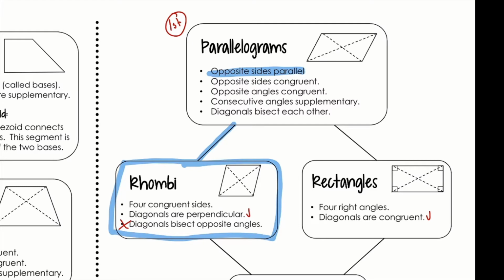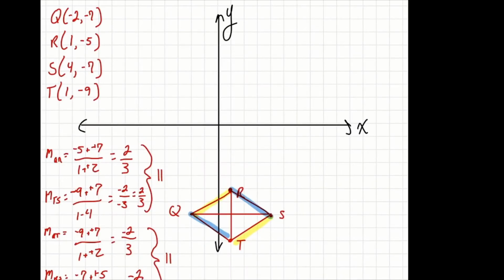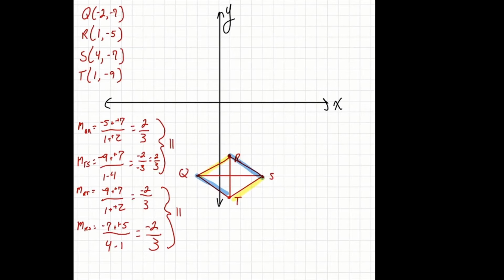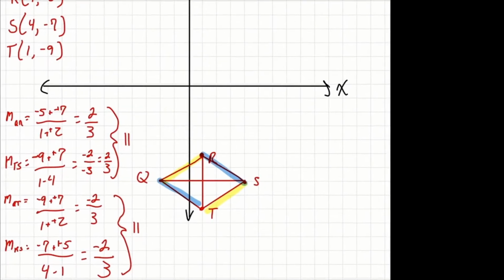If we're using slope, though, we can easily show if the diagonals are perpendicular or not. That's why I drew them in on this one. How are we going to know if the diagonals are perpendicular? We're going to see if their slopes are, in fact, negative reciprocals of each other. So that's the method I'm going to choose for this one. So I go back to my graph right here. I'm going to do slope 2 more times.